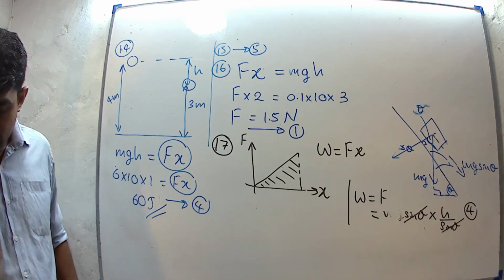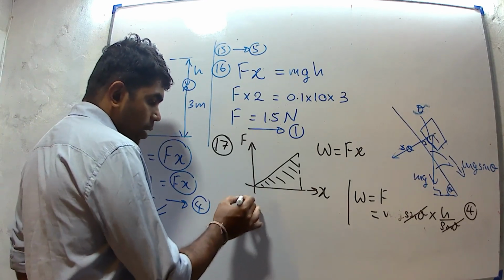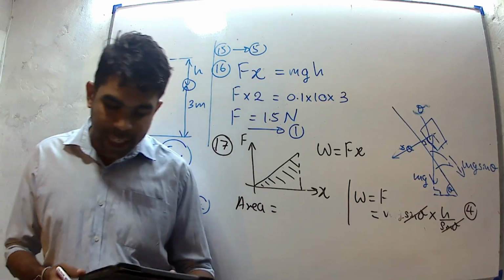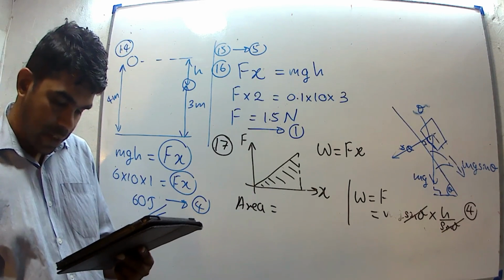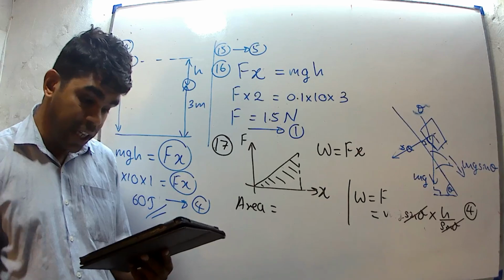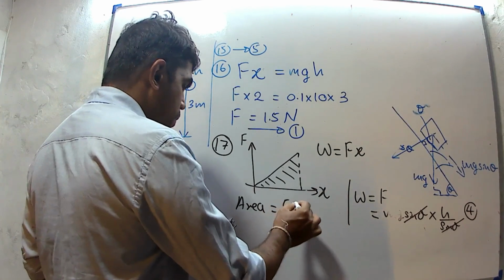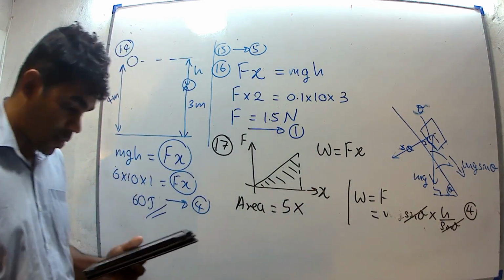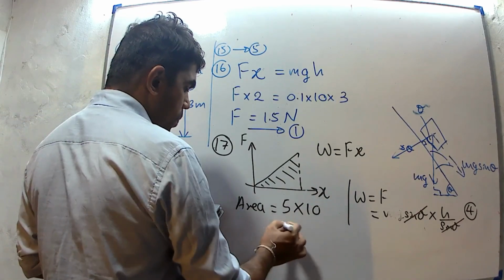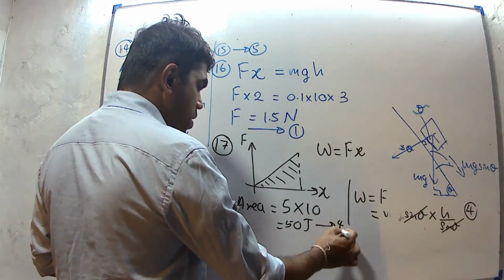For the given graph, there is a rectangle. We can get the area of the given graph: length into breadth. We can consider length is starting from -2 and ending at +3. It means length is 5 units, 5 meters. Breadth is 10. 5 into 10, 50 joules. Then the answer is 4 for question number 17.